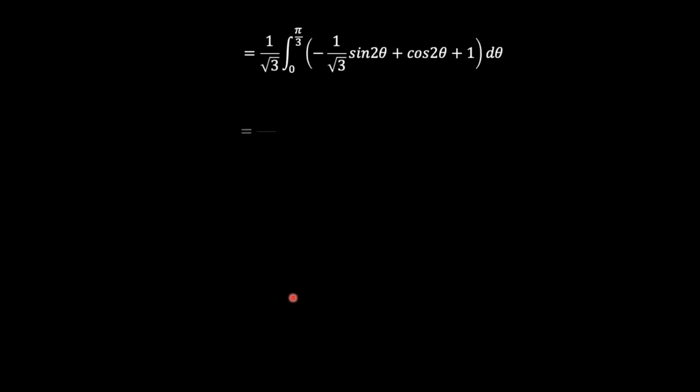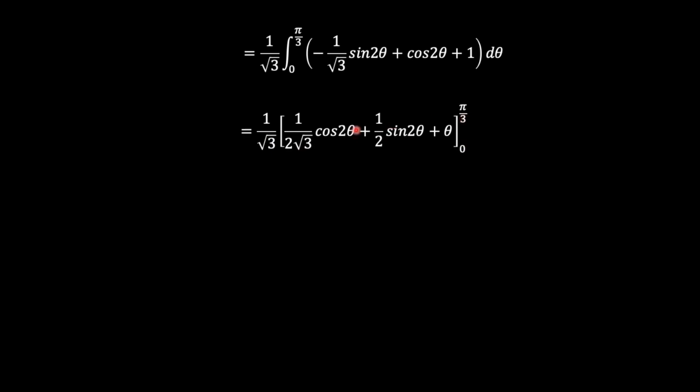Going forward, we now have the constant 1 over square root of 3, and we have negative 1 over 2 root 3 cosine 2 theta plus a half of sine 2 theta plus theta, with the limits as shown here.